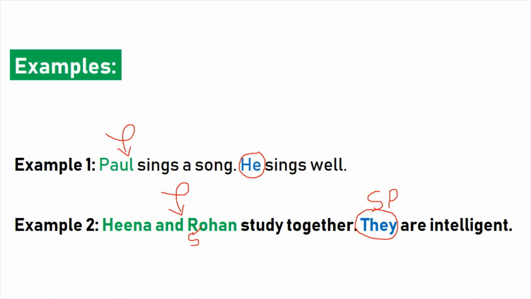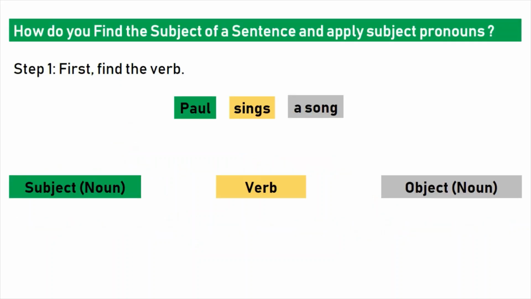In example 2, Hina and Rohan are doers of the action. So Hina and Rohan are the subject of the sentence. Now the word they, which is replacing the subject Hina and Rohan in the second sentence, will be the subject pronoun of the sentence. Now the question is, how do you find the subject of a sentence and apply subject pronouns?